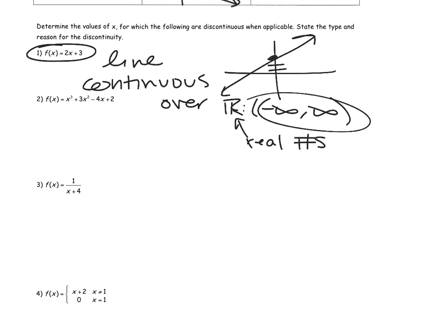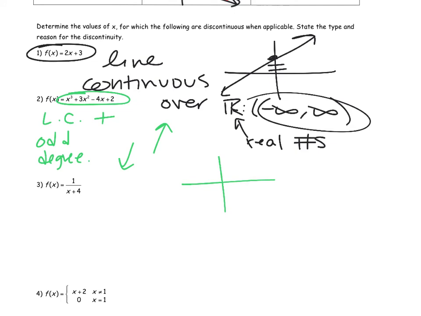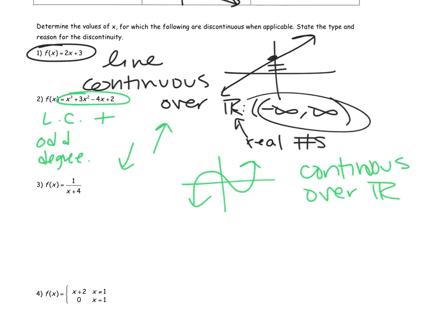If I were to sketch this graph here, I'm looking at something that's cubed. If you remember, the leading coefficient is positive and this is an odd degree function, so my end behavior will be down, up. If I were to sketch this out, maybe I'm looking at something like this. And again, this is also going to be continuous. There are no holes, breaks, etc. in the graph. So this is continuous over the real numbers.